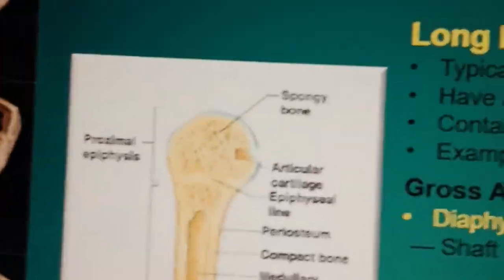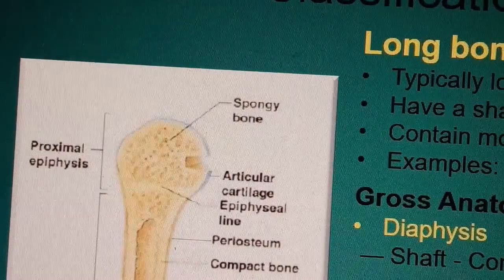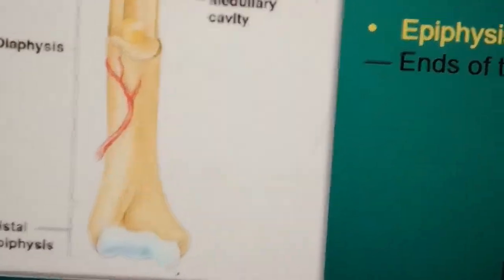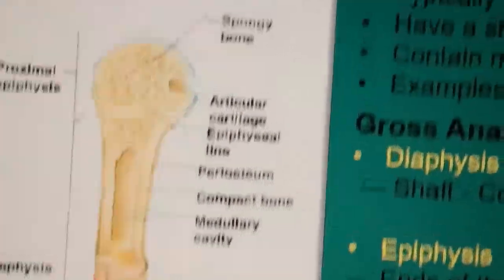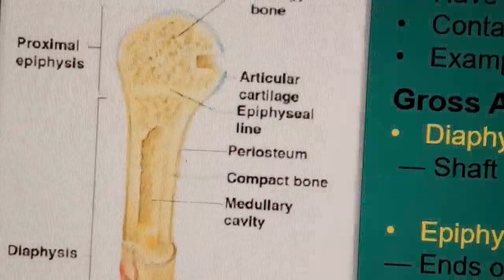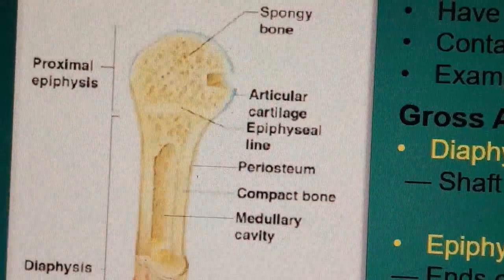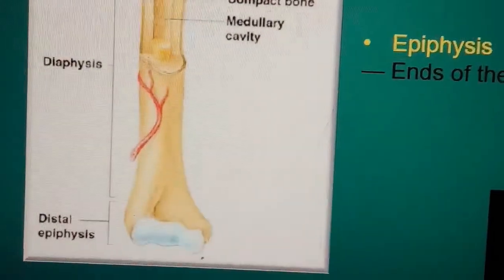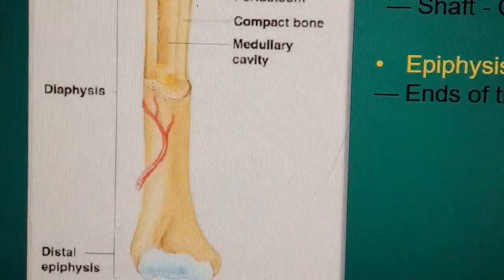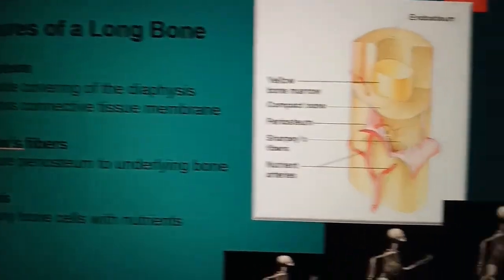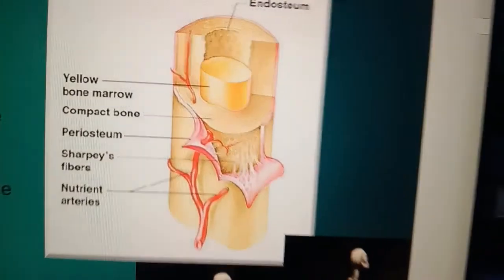Okay, you have the proximal epiphysis and the distal epiphysis. So that's the end of the bone and composed mostly of spongy bone. So the proximal and even the distal epiphysis compose the spongy bone. So, the structures of the long bone.